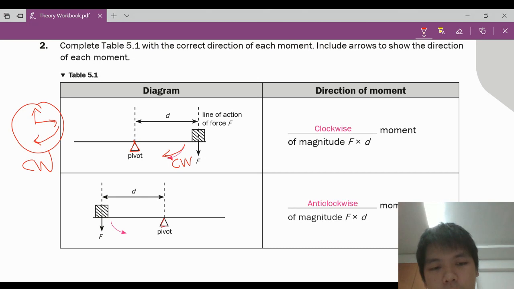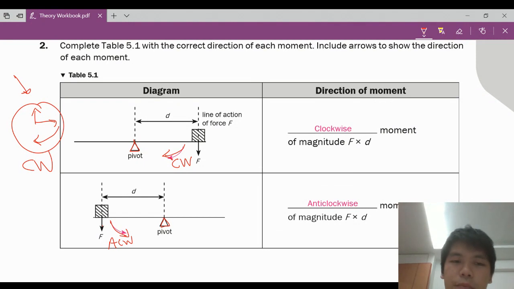Next, the pivot is here. We have a force here. It turns this way. Look at our clock. Our clock is in the opposite direction, so this is the anti-clockwise moment.